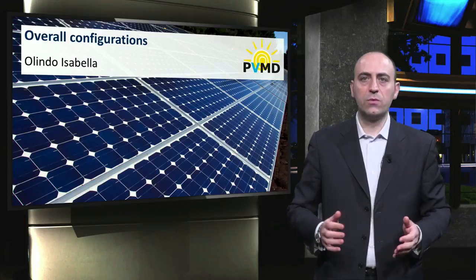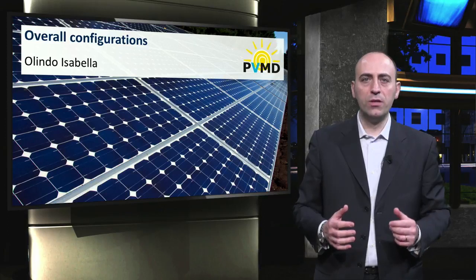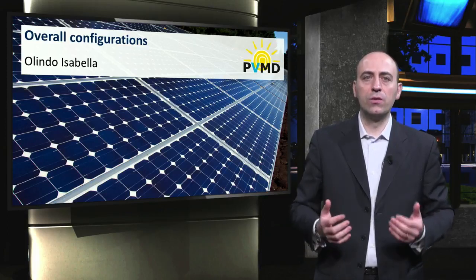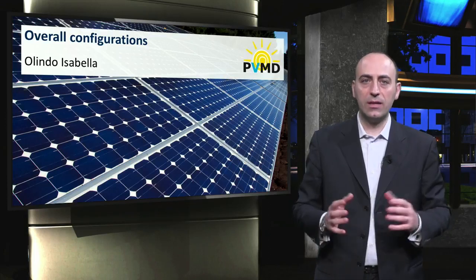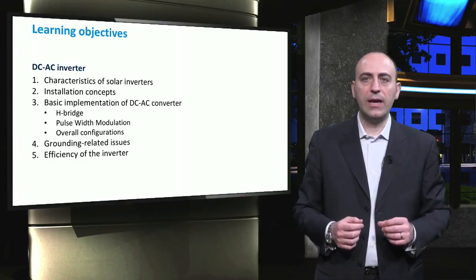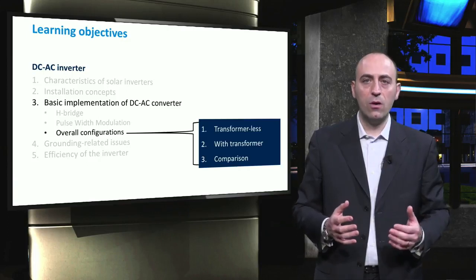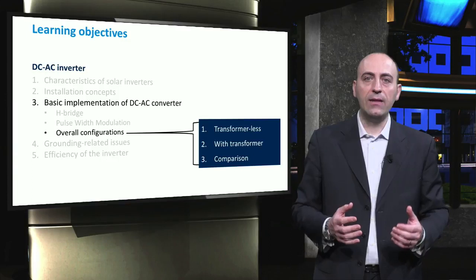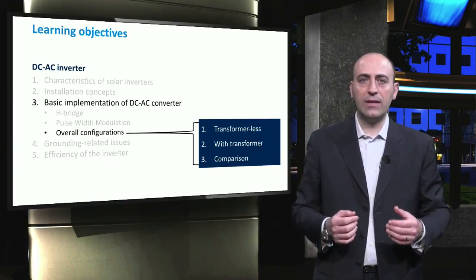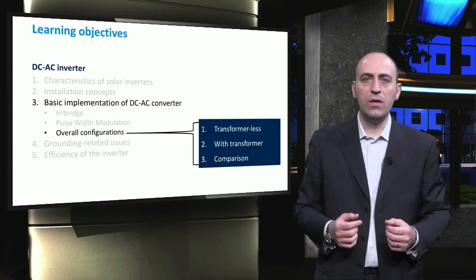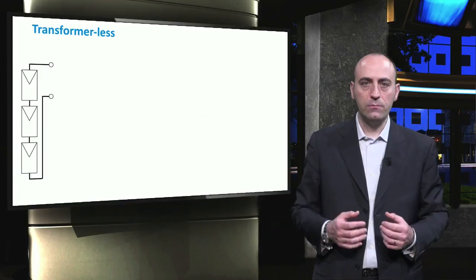In the previous videos, we saw the basic topology of the H-bridge inverter and how pulse width modulation is used to control the inverter output. In this video, we will see how inverters are practically configured. More in detail, we will have a look at the configuration of inverters without transformer, or transformerless, and at the inverters that implement a transformer either at low or at a high frequency. At the end of the video, a comparison between the three types of inverter will be provided.